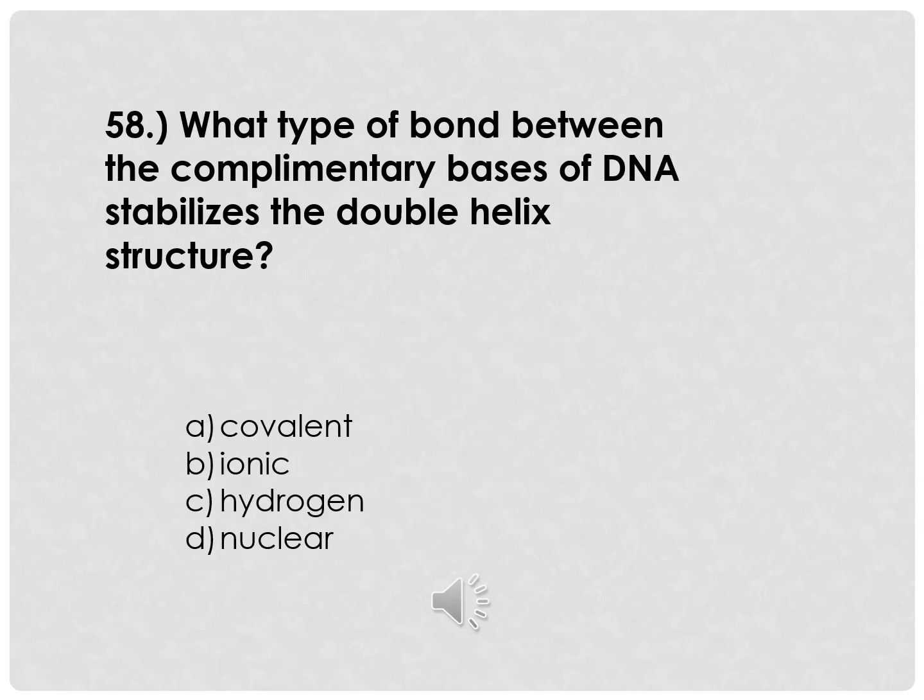What type of bond between the complementary bases of DNA stabilizes the double helix structure? So a few things to know about DNA. It's arranged in a double helix, and in that double helix you have 4 bases. They are A, T, C, and G. A always pairs with T, and C always pairs with G. That's what this question is referring to as complementary bases. The reason for these base pairings is hydrogen bonding, letter C.